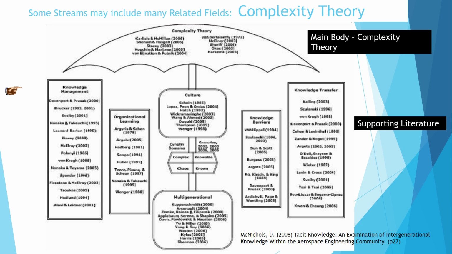For example, there's another field called knowledge management. Then there's all the stuff about organizational learning. And because we're talking about complex systems, there's issues of culture, a field of study called knowledge barriers, and then knowledge transfer. So if you're writing a complete literature review and your topic happened to deal with a lot of these aspects of the supporting literature, your literature review would have to delve into all these different areas to show that you really understood how these various subgroups fed into the overall theory of complexity, sometimes called chaos theory.